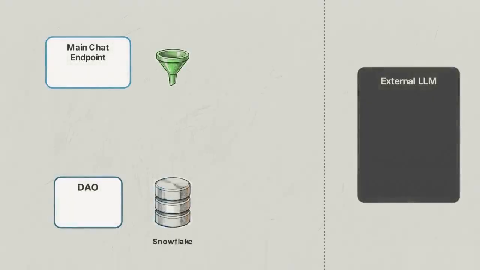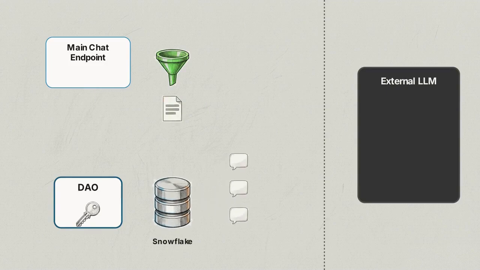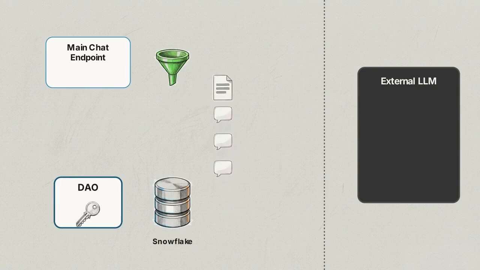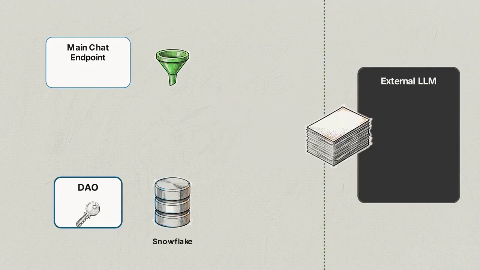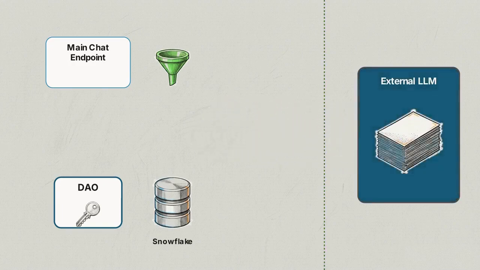With the persistence layer established, we can track a specific user message payload hitting the main chat endpoint. The backend can optionally intercept this raw message here, cleaning or formatting the text before deep processing begins. Next, the endpoint reads the session ID and tasks the DAO with retrieving the user's previous chat history from Snowflake. The backend then stacks those historical logs together with the brand new user input. This assembled context block is what finally gets transmitted out across the network to the external language model.